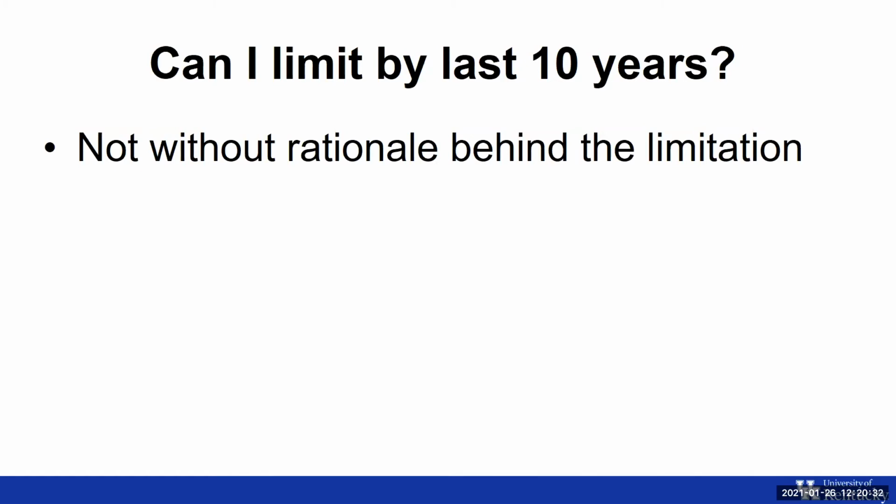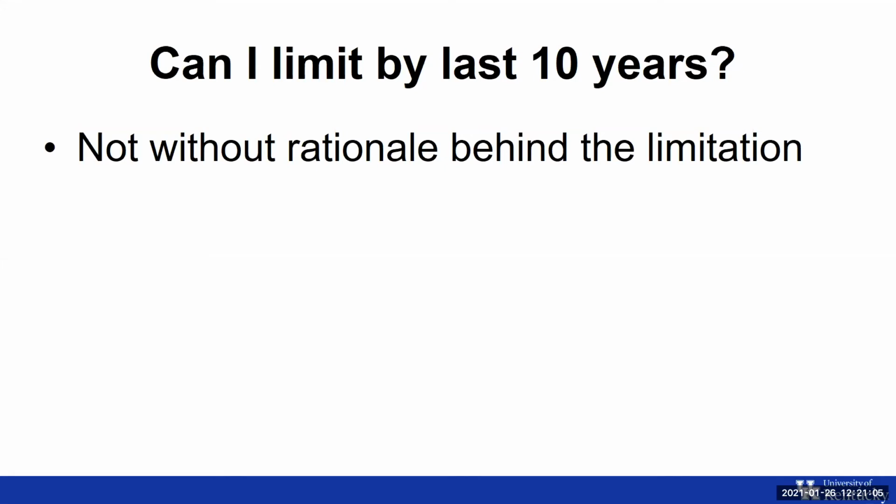So for example, if a therapy was developed 10 years ago, yes, if you're doing a systematic review on that therapy, you can limit by the last 10 years. But you have to have a rationale behind the limitation. You can't just say, I'm doing a systematic review and I'm just limiting to the last few years of literature because I don't want to review a ton of literature. You can't do that.